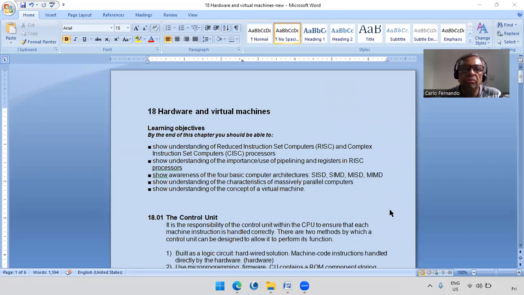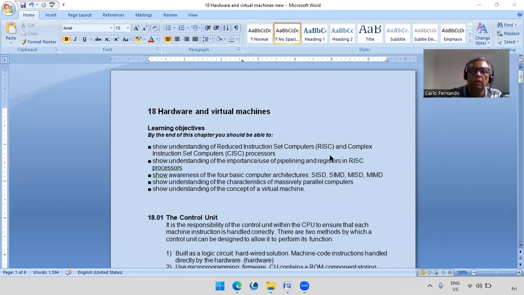18. Hardware and virtual machines. By the end of this chapter, you should be able to show understanding of reduced instruction set computers, RISC, and complex instruction set computers, CISC, processors. The initials of these two systems are RISC, reduced instruction set computers, and CISC, complex instruction set computers.